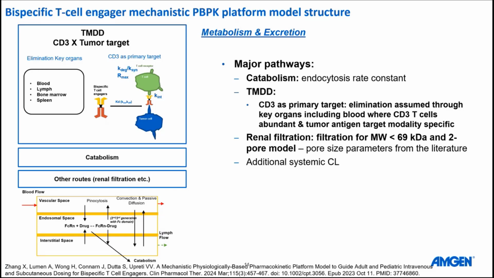So another pathway we have considered is this renal filtration pathway. This is mainly for the 1st generation of BiTE TCEs, for example, the Blincyto. They have relatively lower molecular weight, around 55 kD, less than the considered cutoff of the renal filtration clearance. So we have included this pathway for these lower molecular weight modalities. And another pathway is this additional systemic clearance, which we use to account for the additional whole body protein turnover after you administer the drug to the patients. So these are the major pathways we have considered.